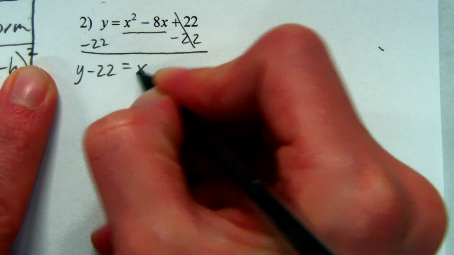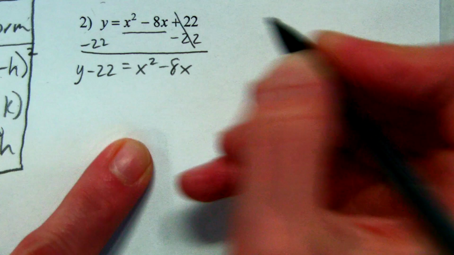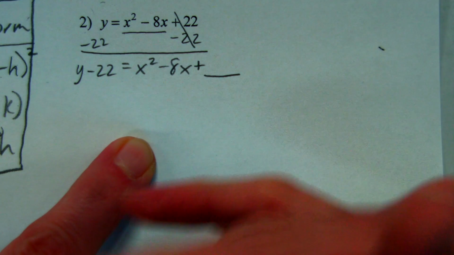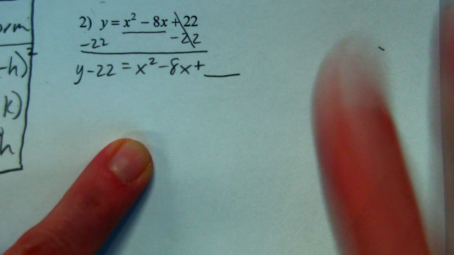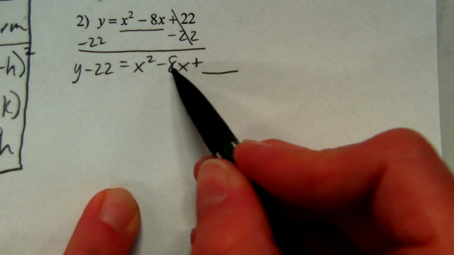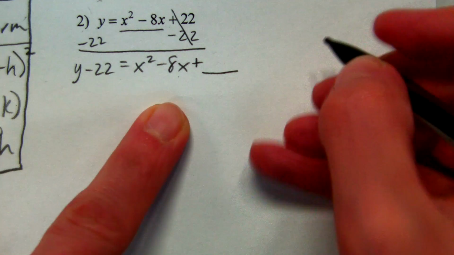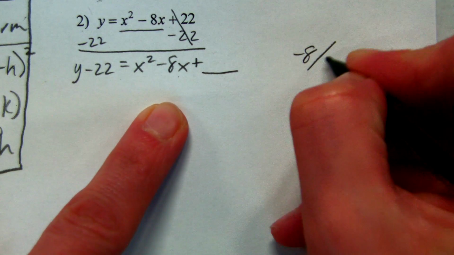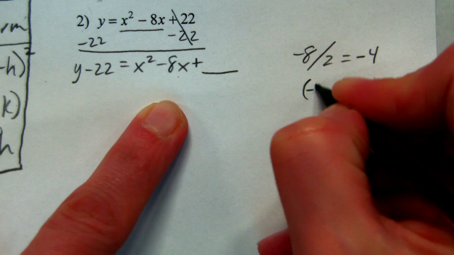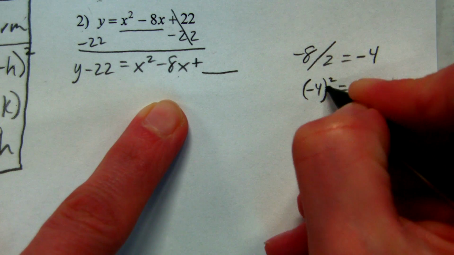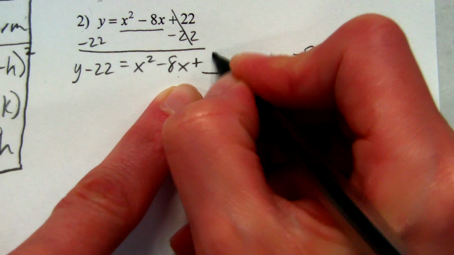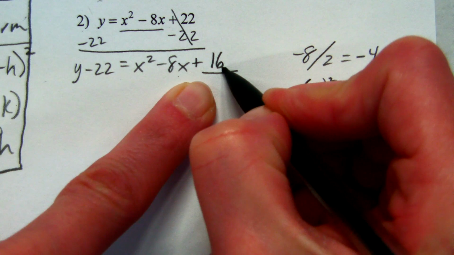On this side, I have x squared minus 8x. Some people like to go ahead and put a plus blank so that it looks like the lesson where we just completed the square. It's fine if you want to do that, because that's what we're going to do. We're going to take that negative 8. I'll just do that out here to the side. We're going to divide it by 2 first. We get negative 4. And then we square that. So negative 4 times negative 4 is 16. And that's what I add on here. That is the value that completes the square.